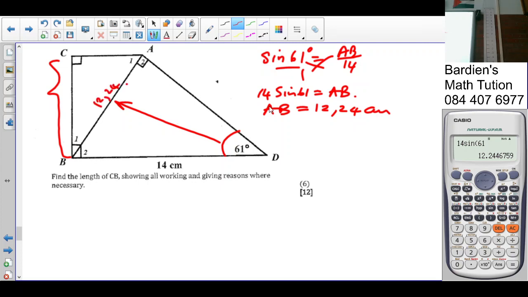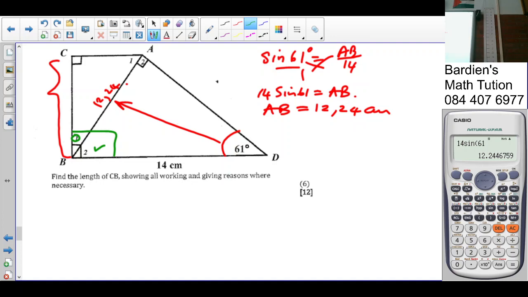Is that enough information to calculate the length of BC? No? I need at least an angle there. Do I have an angle? No. So I should calculate an angle. But we know that this angle here can be calculated, not so? Once I've got B2, I say 90 minus that. I've done the job, not so?